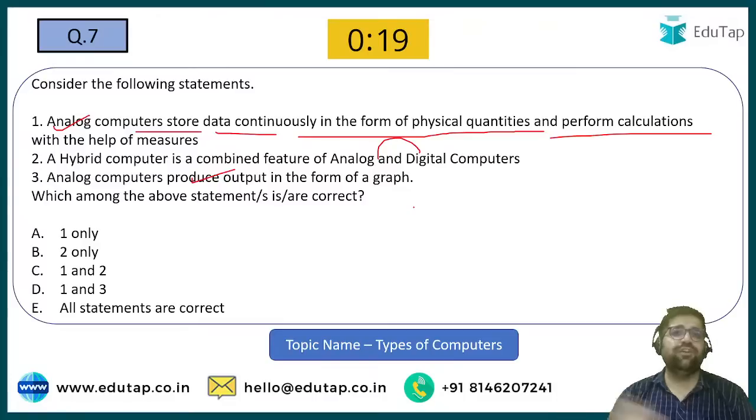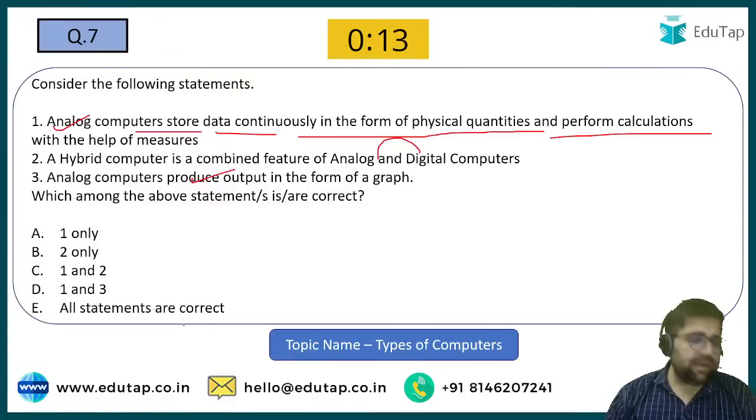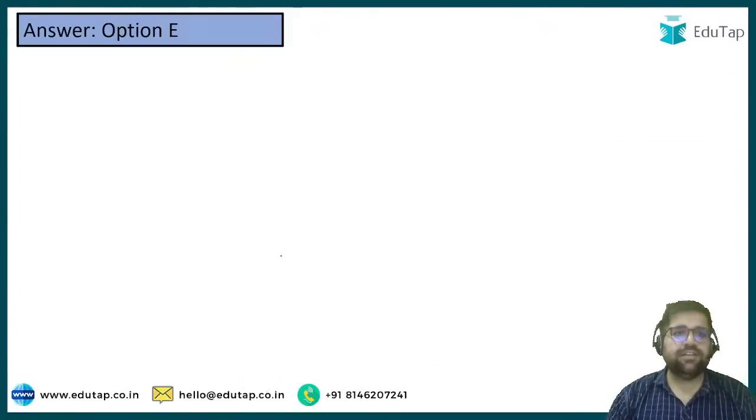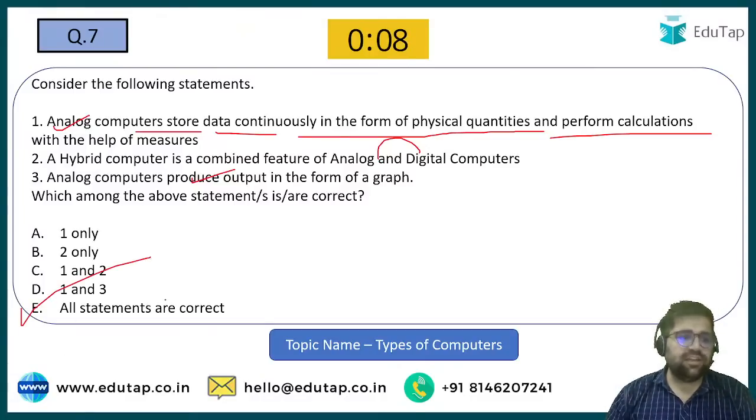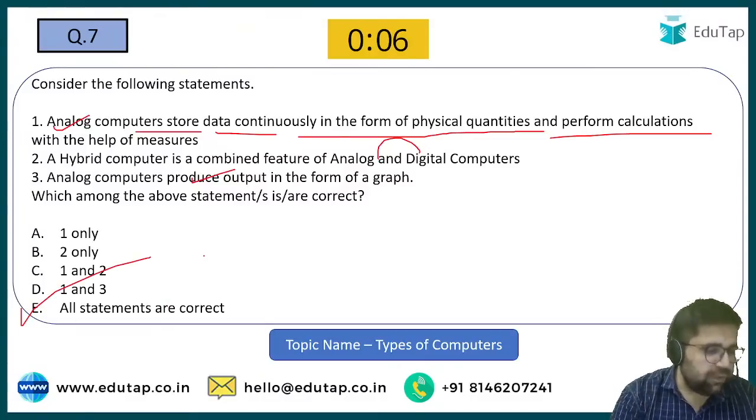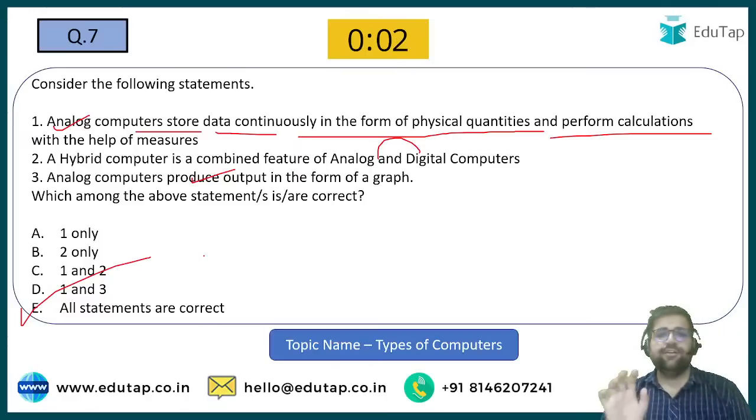ECG machines which are used these days, those are also representing different graphs of your heart. So here I think option number E should be the correct answer. Why people were going with C, I don't know. But here the answer is option number E. Let me see who has given the answer as E. Yes, maximum of you have given the answer as E. So that is a good thing.